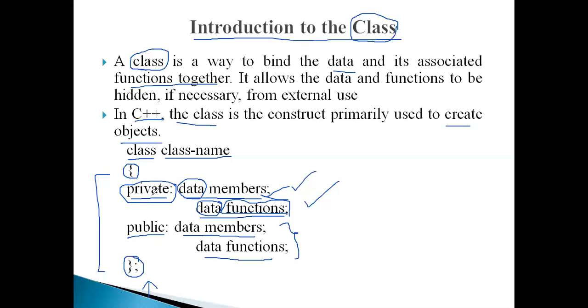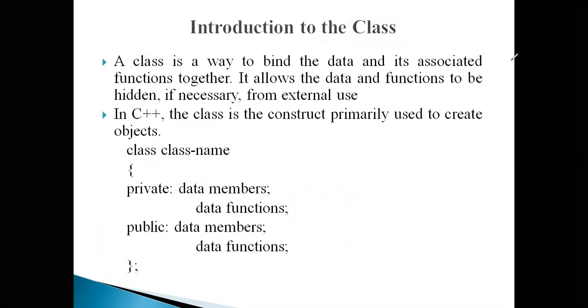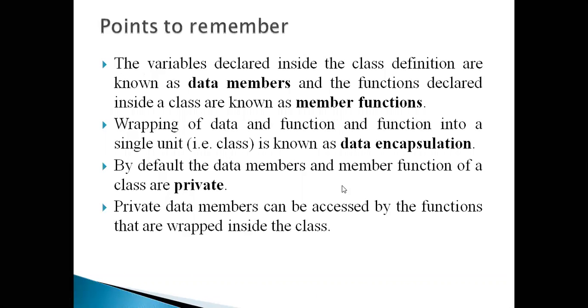If you forget to write the access specifier, either private or public, and you didn't specify anything, then automatically all these data members and member functions will come under private. If you specify public, then it will come under public. So this is the way we define a class. Now, whatever we discussed, all those things are here.